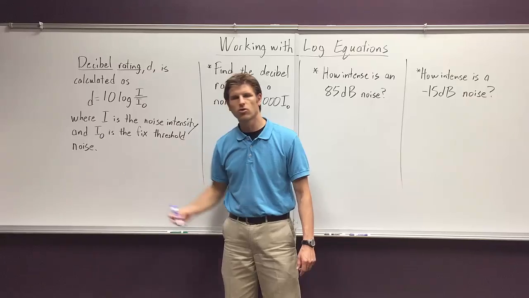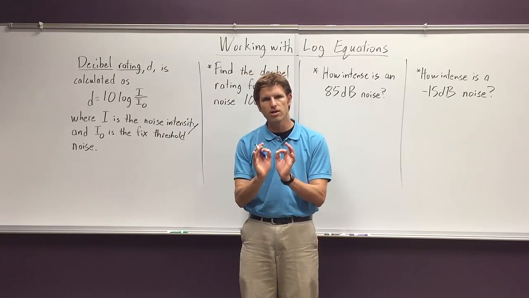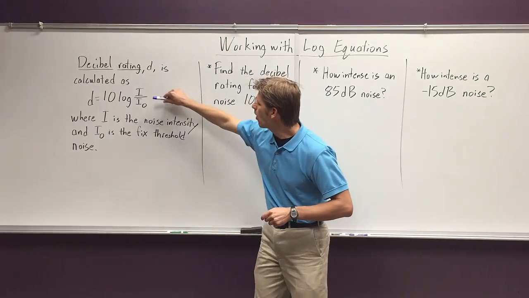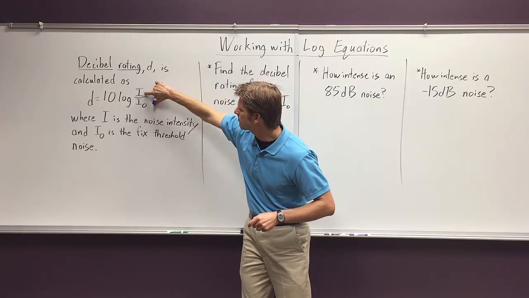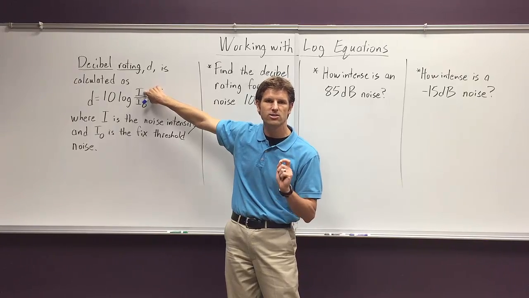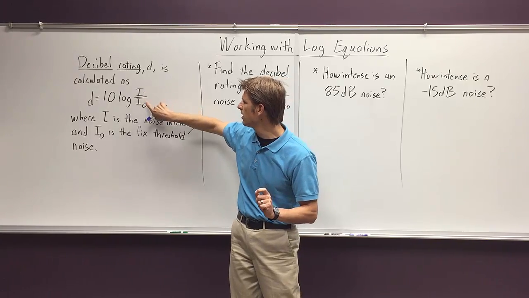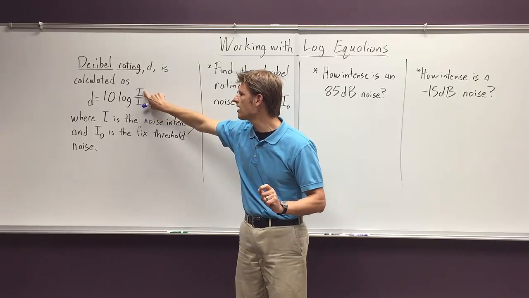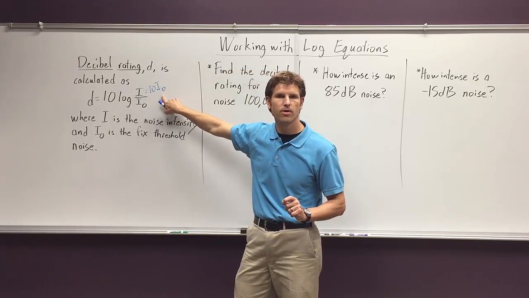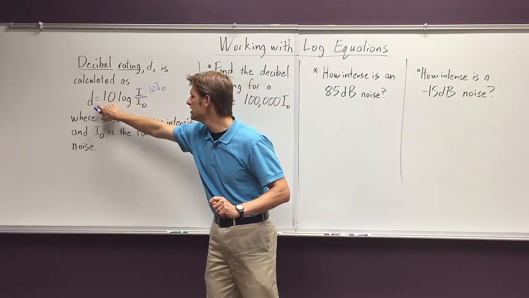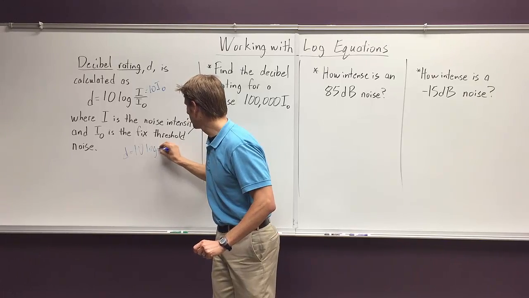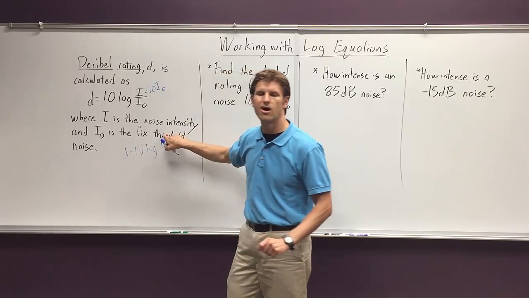So the fixed threshold noise is the smallest noise that an average person can hear in a quiet room, okay? So what we have here is a ratio. So let's imagine that I is 10 times as intense as the quietest noise somebody could hear. What would that mean? That would mean that this noise I would be equal to, in that case, 10 I naught, okay? The I naughts would cancel and we'd have D equal to 10 log 10 I naught over I naught.